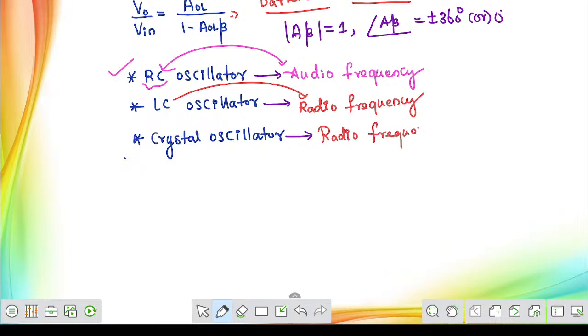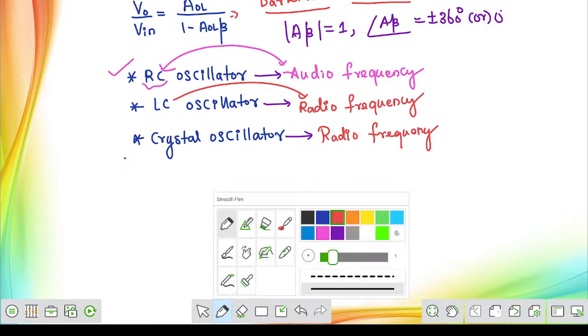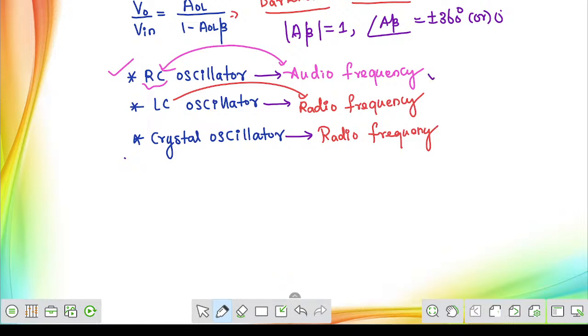So, what is the difference here? We have two types of frequency of oscillation: audio frequency and radio frequency. The RC oscillator alone works with audio frequency. The other two work with radio frequency.